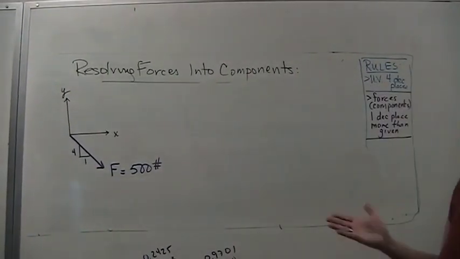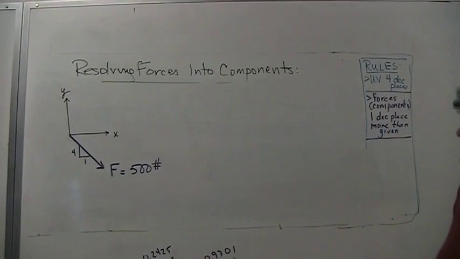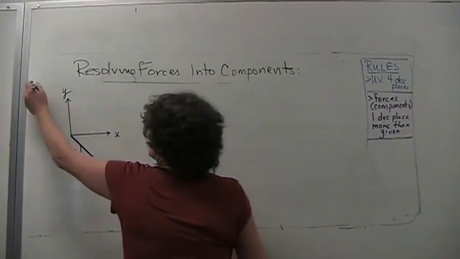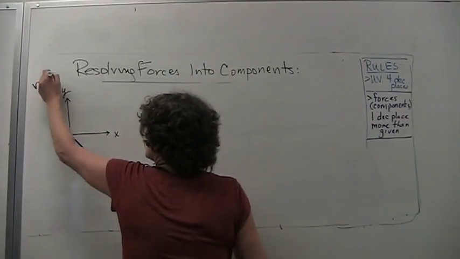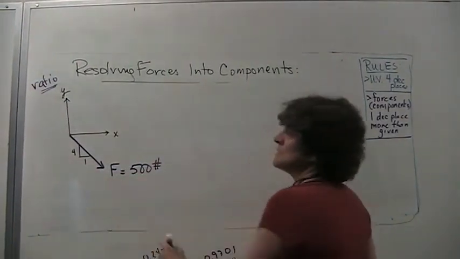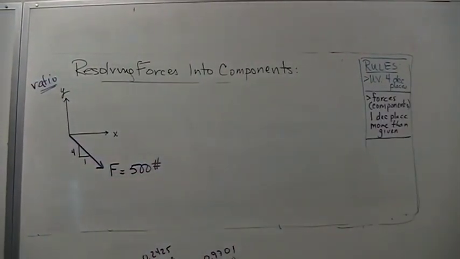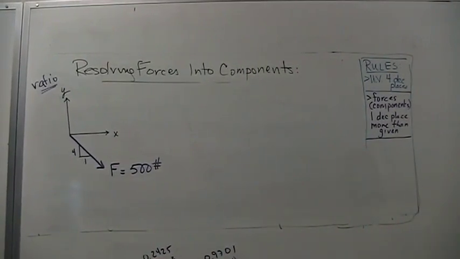And in this case, there are no angles given. Instead, I'm calling this a ratio problem instead of an angle problem, because based on the distances, we're going to be able to find the components. And remember, we are not going to stop and find that angle to find the components. We're going to use the values.